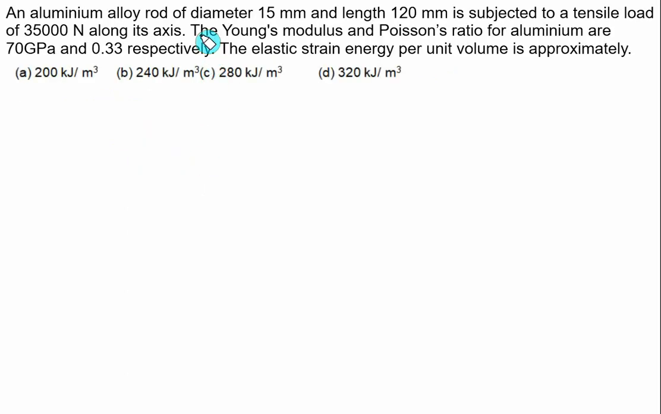An aluminium rod of diameter 15 mm, length equal to 120 mm is subjected to a tensile load of 35,000 Newton along its axis. Young's modulus and the Poisson ratio for aluminium are 70 gigapascal and 0.33. Elastic strain energy per unit volume you have to calculate. We have a circular section, so area will be equal to pi by 4 d square. Length is known, force is known, value of E is known.